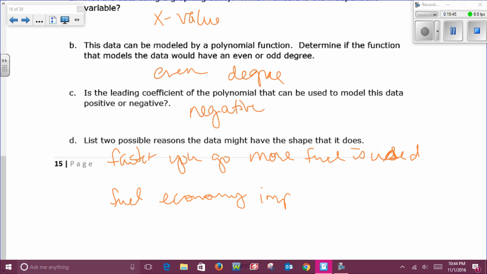improves up to a certain speed. And then after you get going too fast, you're not doing as well with your gas mileage, so it kind of starts to go the other way. So there are actually optimal speeds at which you should travel in your car. If you're not aware of that, if you drive too fast, you're going to burn up your fuel just as fast as if you drive too slow.